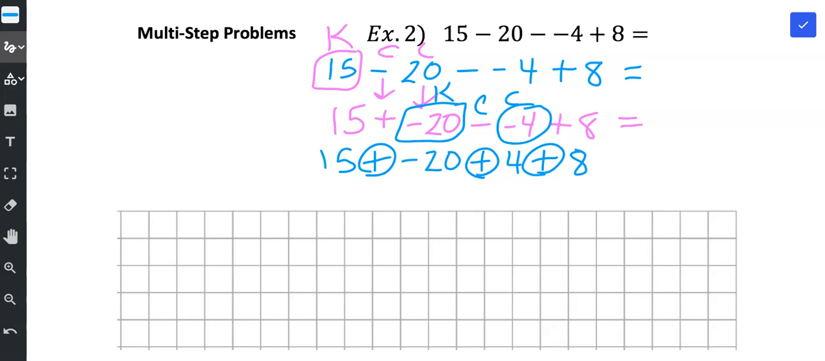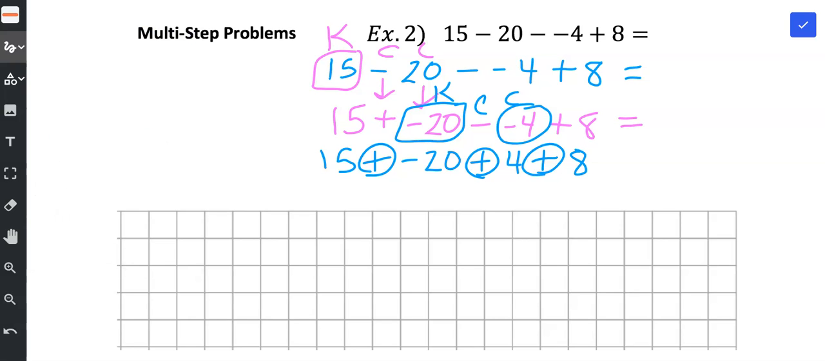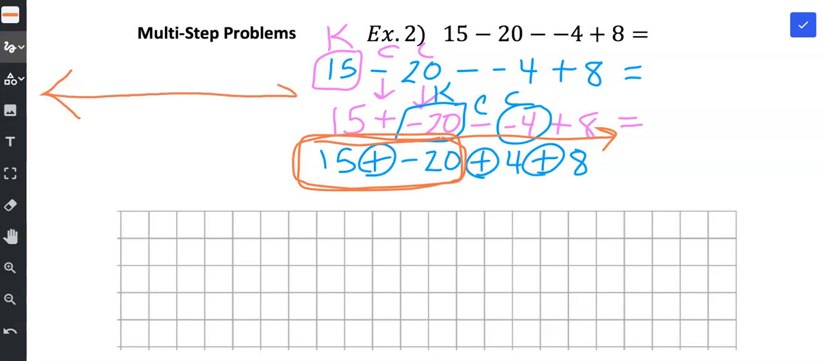So I'm going to show you a trick for this first part. We're just going to move from left to right, because when you get to a level 4 on order of operations, you do what comes first when you move from left to right. So I'm going to add 15 plus the negative 20 first. And what I'm going to do is realize that I'm going to be moving to the left 20 on the number line.